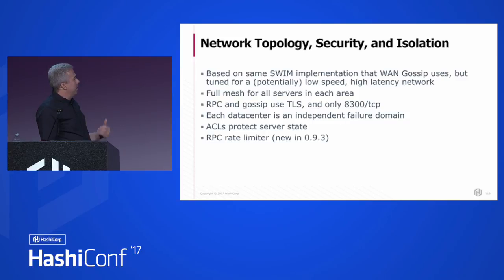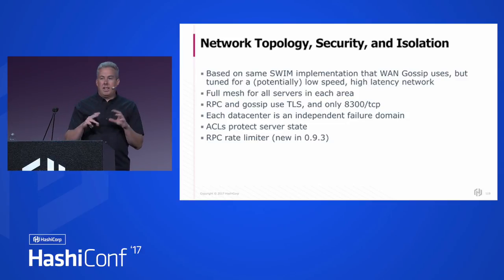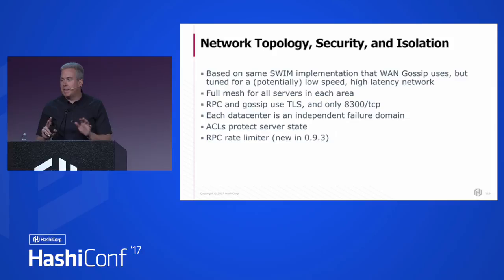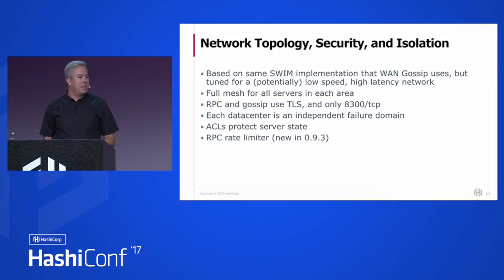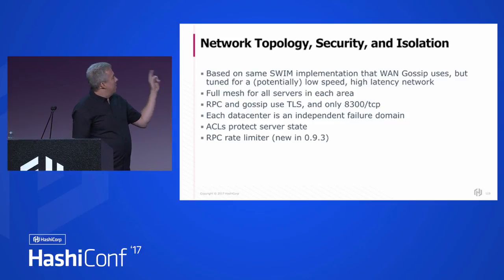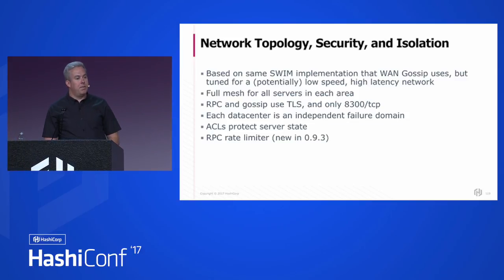So how does this work? It's the same SWIM implementation that WAN gossip uses, so the same low expectation timing. It's fine with 80 millisecond ping times, that kind of thing. You need a full mesh for all the servers in a given area, but the areas get defined as pairs of data centers. We'll show an example. The cool thing is RPC and gossip just use TLS. So you get rid of managing a shared encryption key worldwide. You just use TLS for everything.